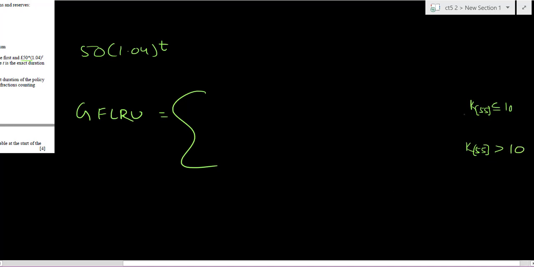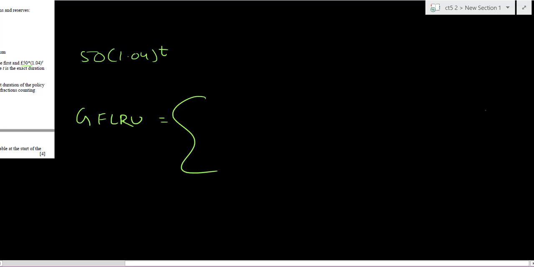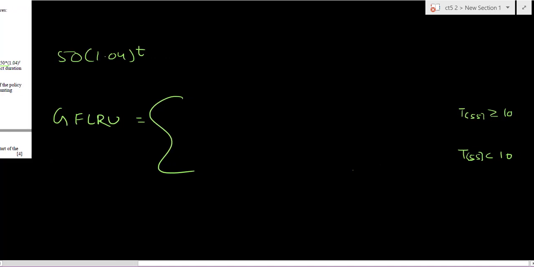Okay, so these are the two possible cases here, or I can actually write this in T terms, because the benefits are payable immediately on death. So this would be T55 greater than or equal to 10, and T55 less than 10. Whenever you have some term which is immediately payable in the question, then you should use T notation. If you would have used K, that would have been fine as well, so no issues. All right, so these are the two cases.